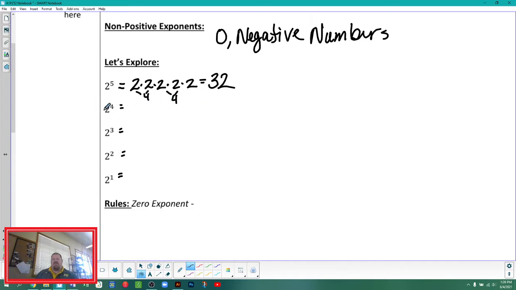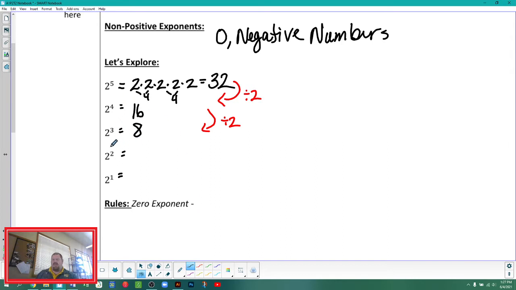If I think about multiplying 2 by itself 4 times, I really just get the first 4 of these 2's, which is 4 times 4, which is 16. And then if I think about 3 2's being multiplied together, that's 4 times 2, which is 8. And we should start to see a pattern of how to get the next number in my list. Every single time it's dividing by 2.